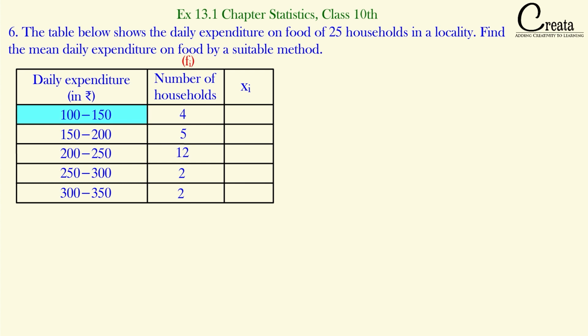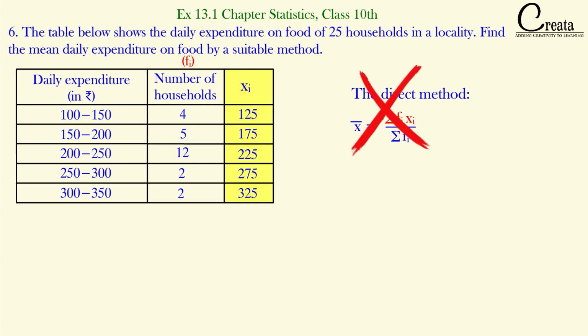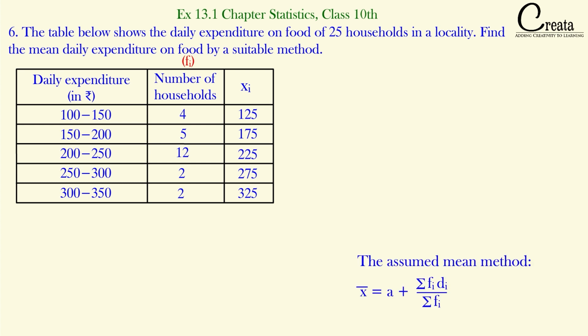Here range is from 100 to 150, the midpoint is 125. The range 150 to 200, the midpoint is 175. Further, it is 225, 275 and 325. We have simply located the midpoint of the range to get the observation, which is Xi. Now we are having two options, either to go with the direct method in which we calculate Fi into Xi. But here if we observe, the value of Xi is much larger. So the calculation will become tough and the data will be large. So we will not go with the direct method. We will go to the next method, which is the assumed mean method.